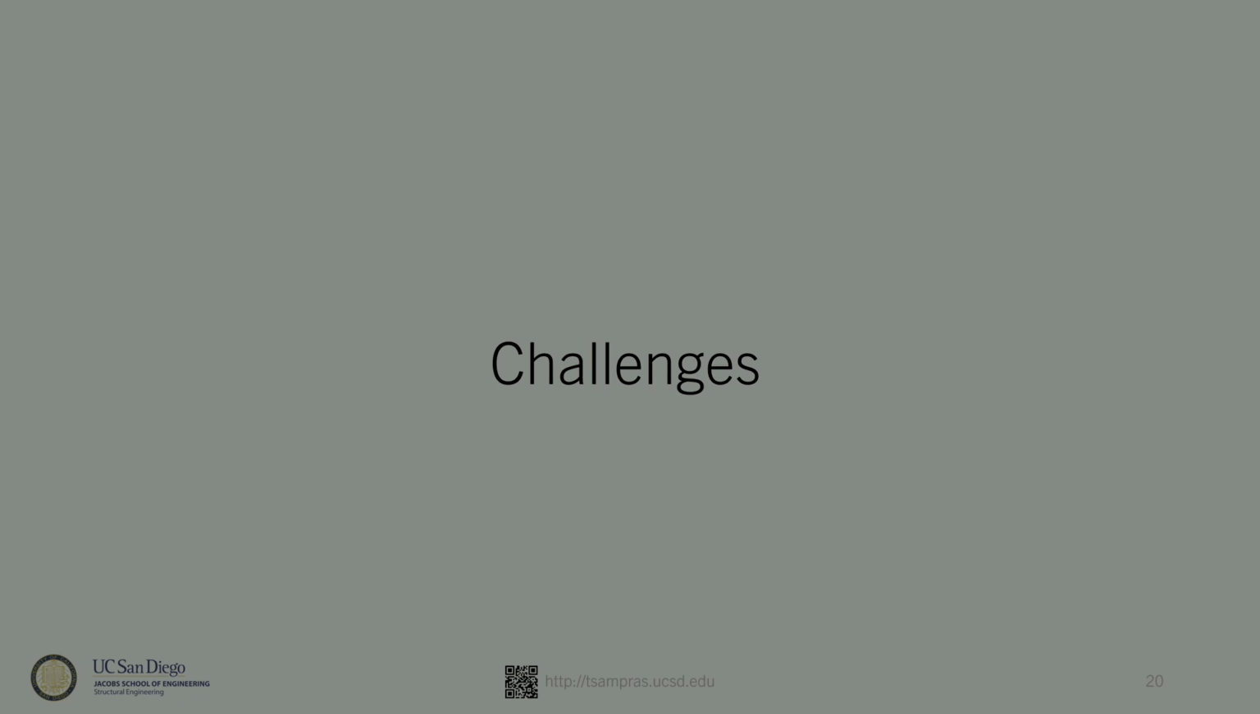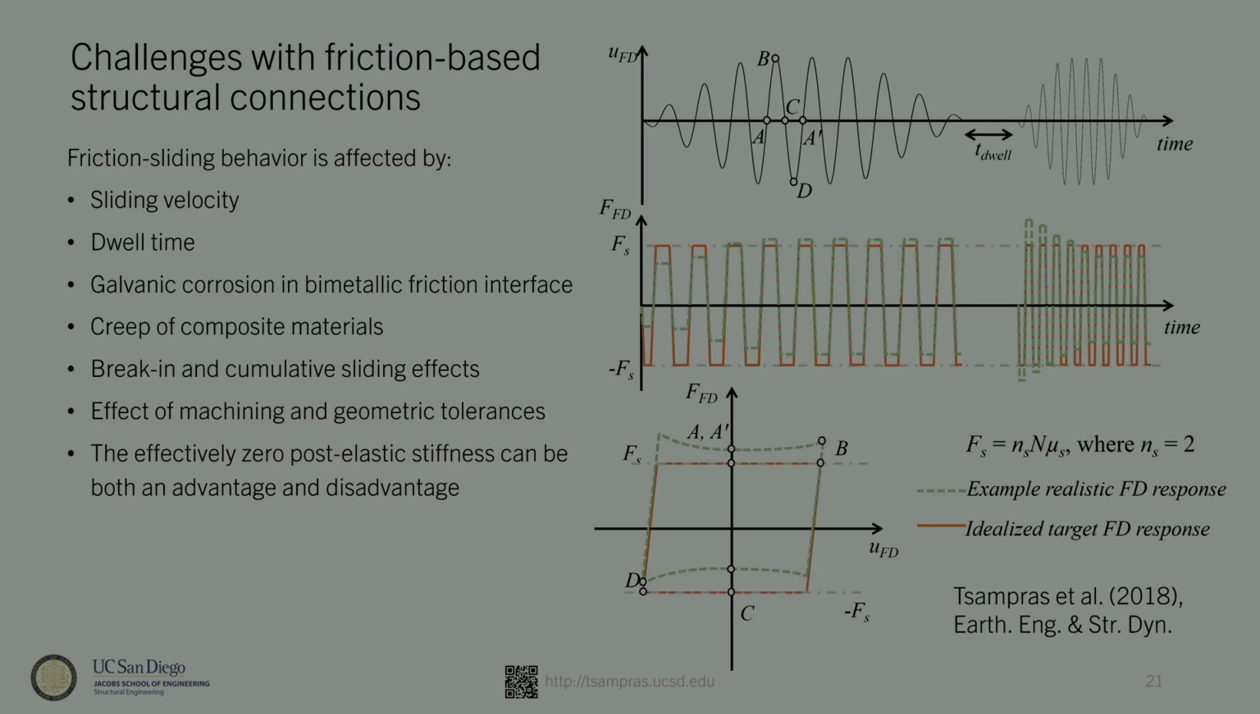The grass is not green all the time, and if we understand those, I think we can do better. So there are challenges with respect to the dependency of the frictional behavior on the sliding velocity, and that's not instantaneous in our case. It's the absolute maximum with respect to the wear mechanisms that develop in that friction interface. Is the dwell time. We know that galvanic corrosion may establish in bimetallic interfaces, so that's why we personally moved away from that. But if you use composite materials, then you have creep effects. You have breaking-in and cumulative sliding coming into play because they control the wear mechanism. And as we discussed, machining and geometric tolerances are important.